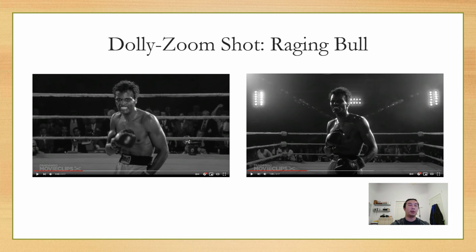In this clip, Robinson, the boxer, appears to stay the same in size, while the background moves further away. To accomplish this, the camera head on the dolly would have had to move away from Robinson, while simultaneously the camera was zooming in. The result gives a disoriented feeling, which puts the audience into the headspace of the other boxer, Jake LaMotta.